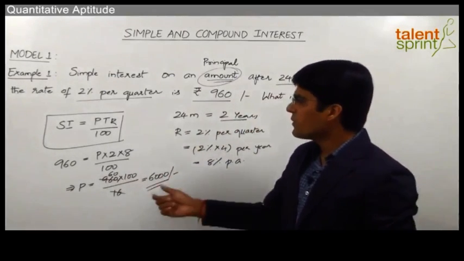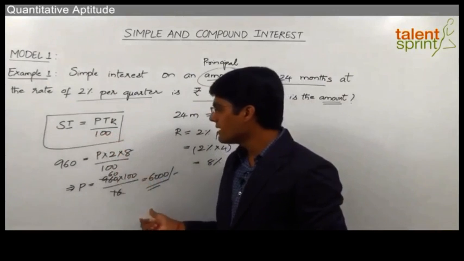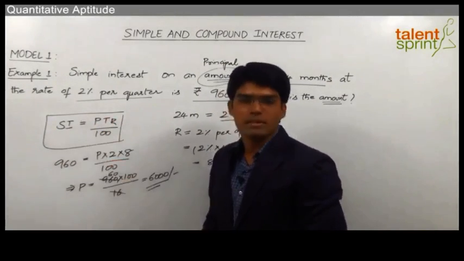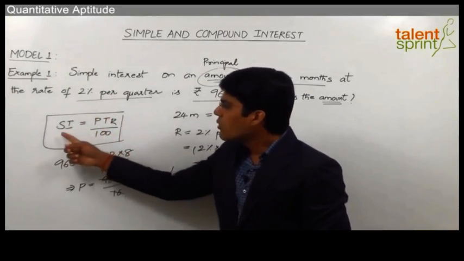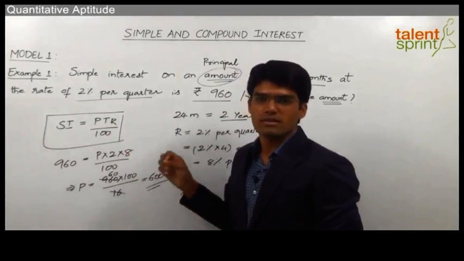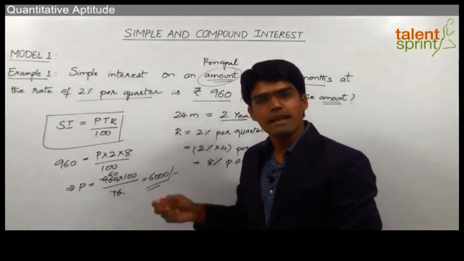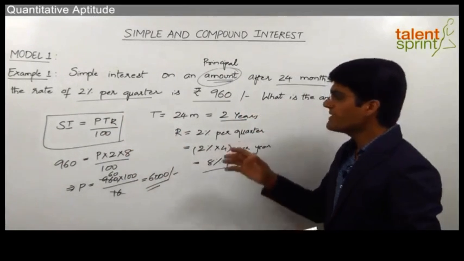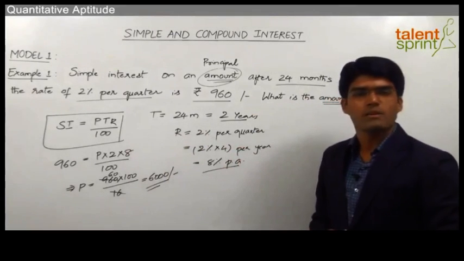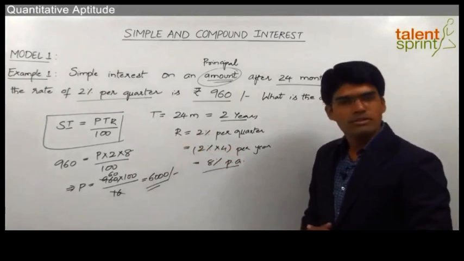So simply use the formula SI equals PTR by 100 to find out either P or T or R or the simple interest. As you can see, out of 4 variables, any 3 would be given to us, and we are supposed to find out the 4th one. So just substitute the values at the proper places and get the required answer. So friends, this is the normal way of solving the problem, where we use the formula SI equals PTR by 100 to find out the required answer.